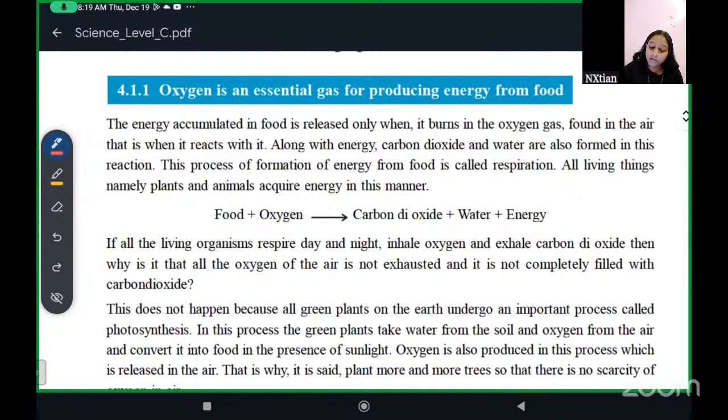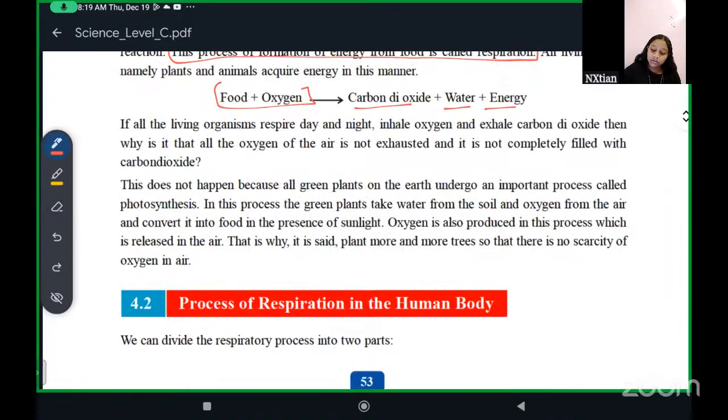Carbon dioxide and what, when food burns in the presence of oxygen gas? It reacts with it. Energy is produced, CO2 and water are also formed. So energy is produced from food. This is known as respiration. Food plus oxygen gives carbon dioxide, water, and energy.